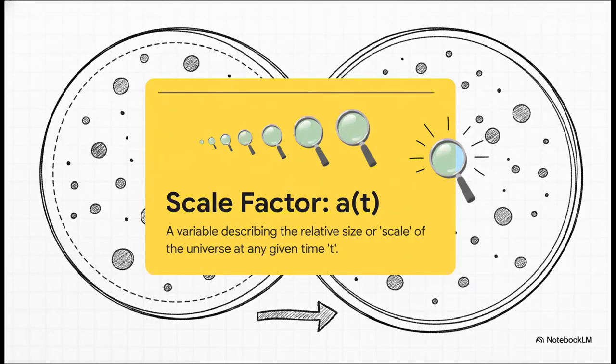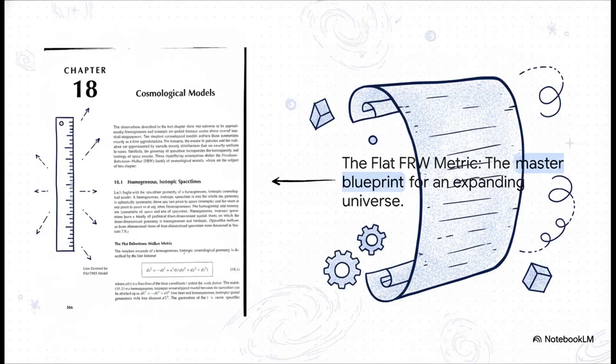Now, if you make those assumptions, it means you can describe the stretching of the entire universe with just one single variable that changes over time. It's called the scale factor, or a(t). You can think of it as the universe's zoom level. And it all comes together in this equation. Now, I know it might look a little intimidating, but the idea behind it is brilliant. This is the Friedmann-Robertson-Walker metric. The best way to think about it is as a master blueprint for spacetime, a kind of flexible ruler that has that scale factor built right in, automatically accounting for the stretching of space.